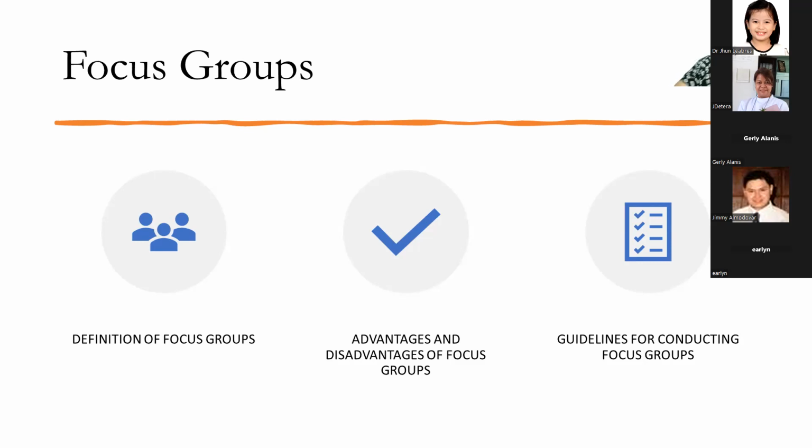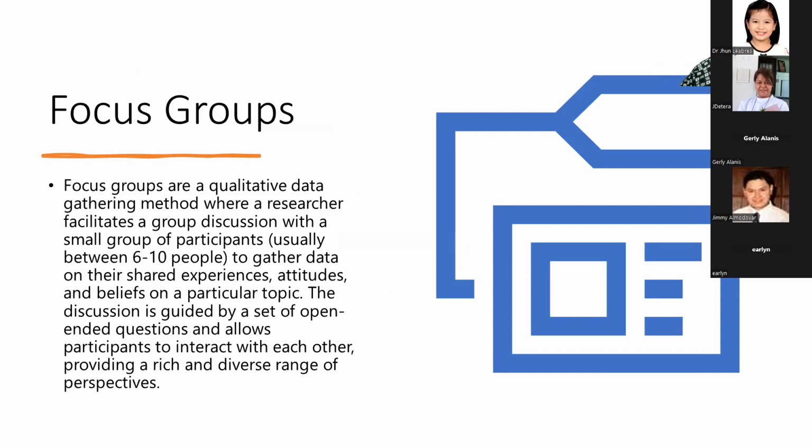Salamat. Okay. So, focus groups. Focus group discussion. From the word itself. Okay, focus groups. We facilitate a group discussion. The group should fit the criteria that you set. Meaning, similar sila ng experiences. They have to be at least 6 to 10 to be considered a group. Okay? They are gathered to share experiences, attitudes, beliefs on a particular topic. The discussion is guided by a set of open questions and allows participants to interact with each other.